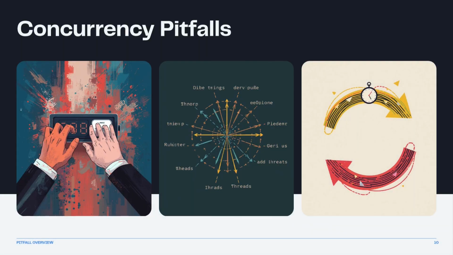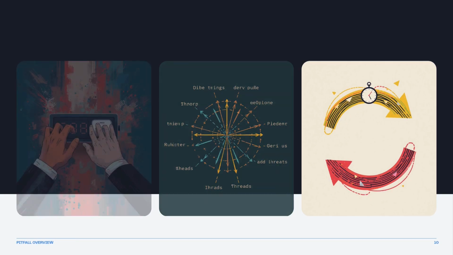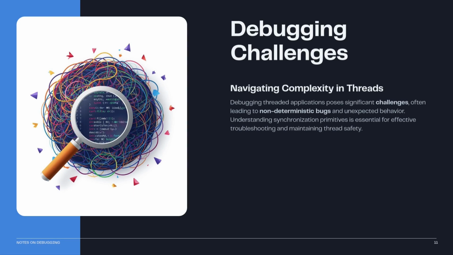But this power comes with immense responsibility. Shared memory means you're exposed to a gauntlet of complexity. We're talking about race conditions, where multiple threads corrupt data; deadlocks, where threads wait indefinitely for each other; livelocks, where they constantly change state without progress; and even subtle cache coherency issues like false sharing.